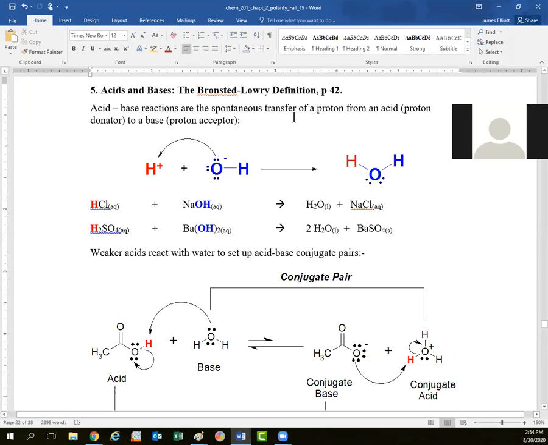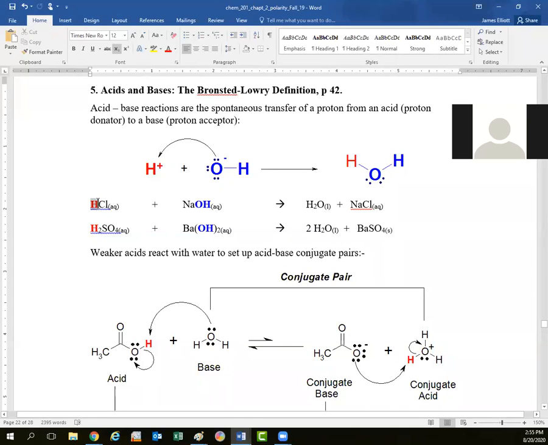Okay, on to the acid-base chemistry. So the Bronsted-Lowry definition for an acid-base reaction tells us that the acid is a proton provider, like hydrochloric acid or sulfuric acid, and a base is a proton acceptor, like sodium hydroxide or barium hydroxide. And usually we're talking about Bronsted-Lowry reactions in terms of a proton transfer. And there are a great many examples where that proton transfer to the base causes the production of water and then a leftover salt product.